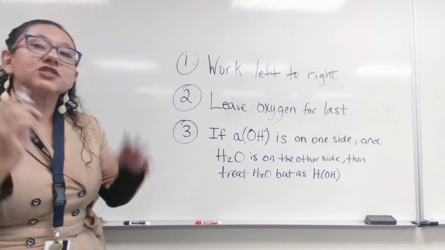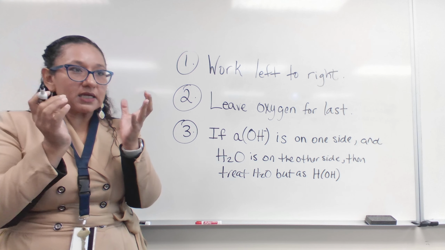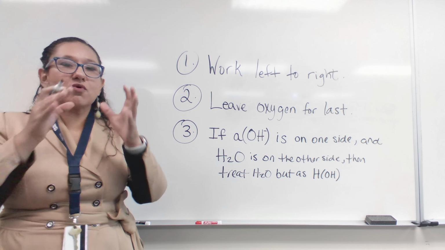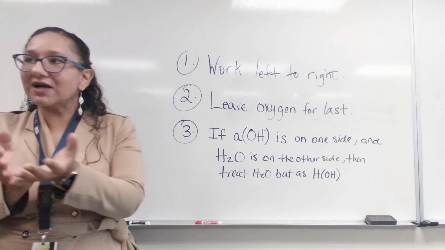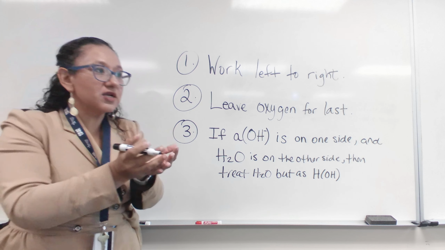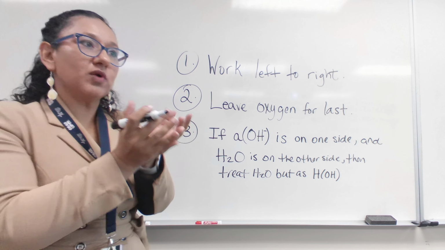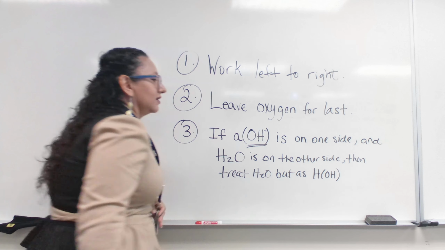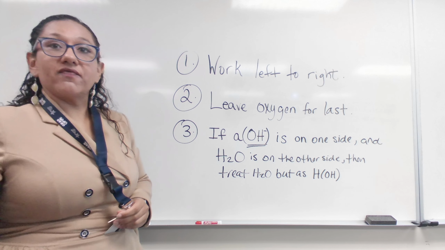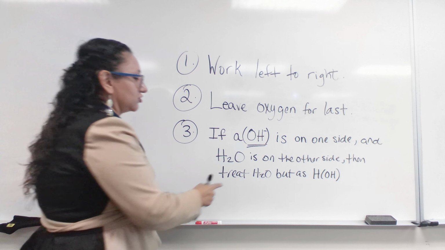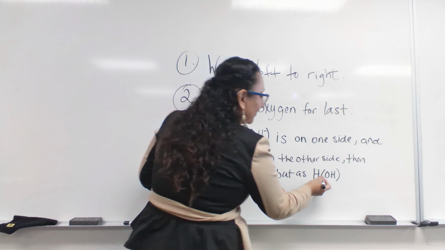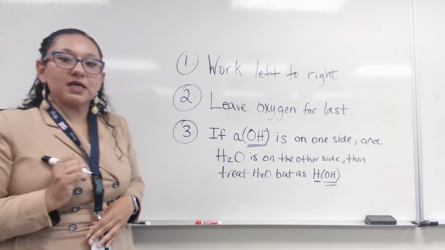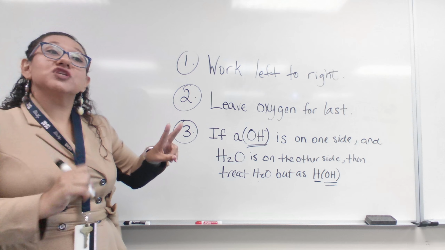Ions need to be considered as one. Yes, they're an oxygen and hydrogen, but more importantly, they're a hydroxide. They are one unit. We treat them as one unit. So if you have a hydroxide on one side and water on the other, then you are going to treat water as a hydrogen and a hydroxide, not as two hydrogen and an oxygen.